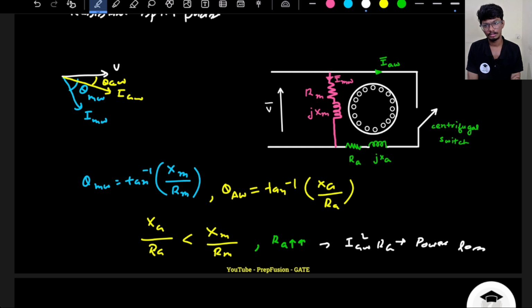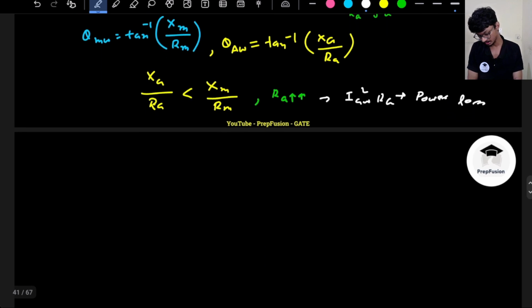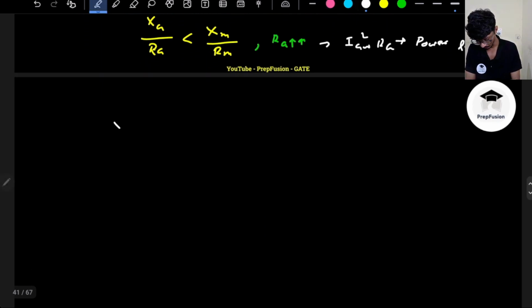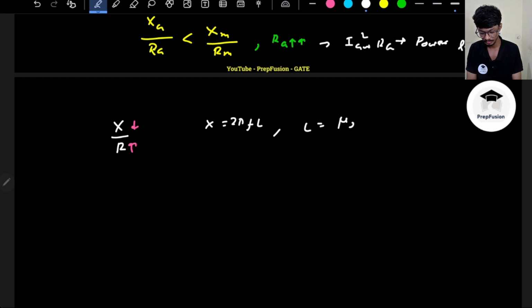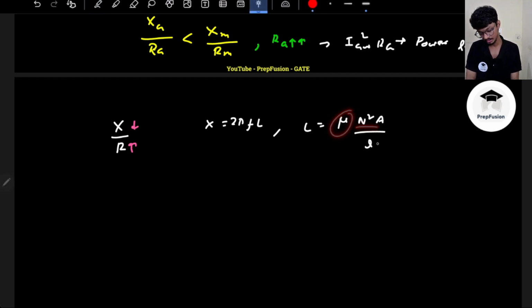Now the X by R ratio has to be kept low. If I want to keep my X by R ratio low, X should be low and R should be high. So what is X equal to? If you remember, X is equal to 2 pi fL, so it is proportional to the inductance. And L, if you remember, was mu naught N square A by L. This we had derived in B6 of magnetic circuit. So L is equal to mu N square A by L.